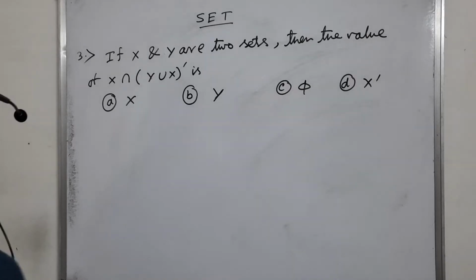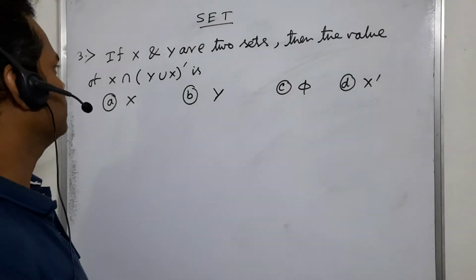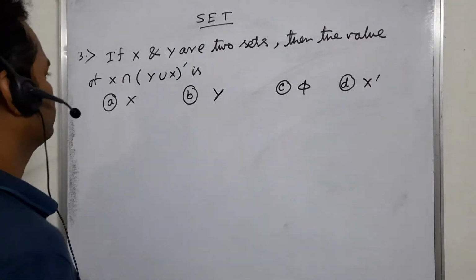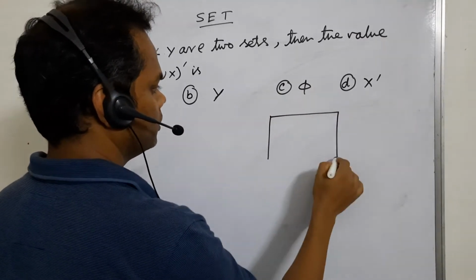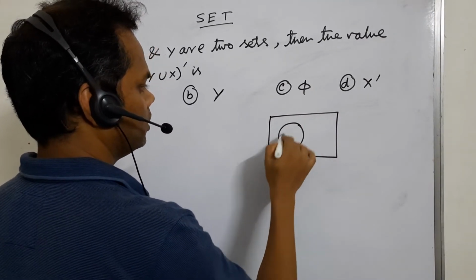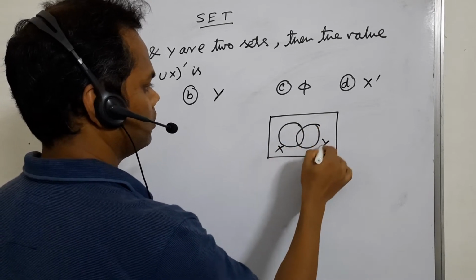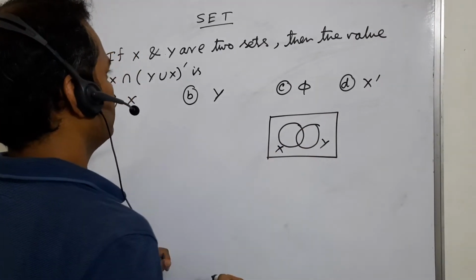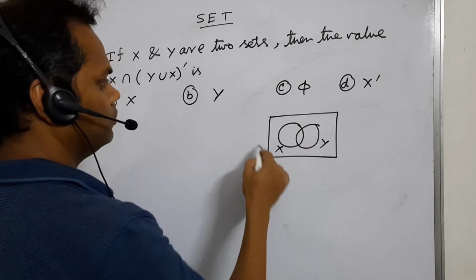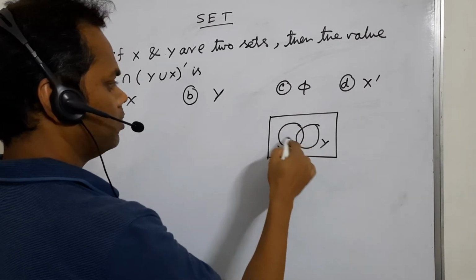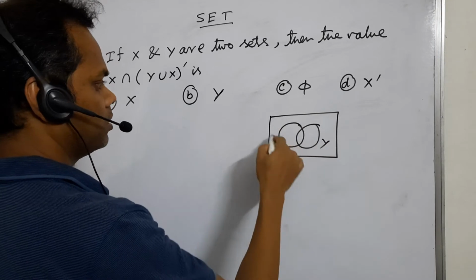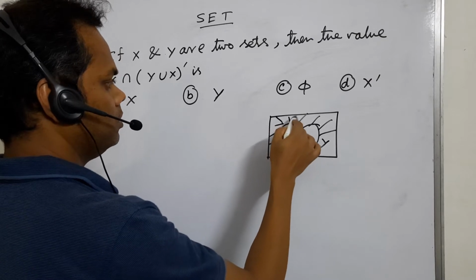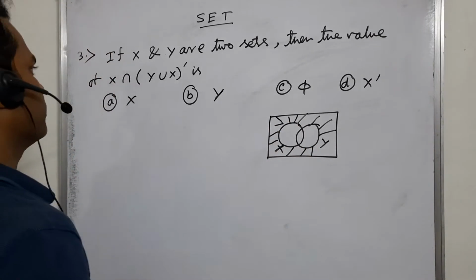Well students, the topic of the video is: if x and y are two sets, then the value of x intersection (y union x complement) is? This is the universal set, this set is x and this set is y. So y union x is the whole part, and the complement of this one is the external part. So the external part of x union y is this part. This part is y union x complement.